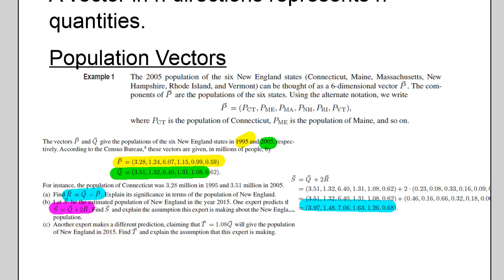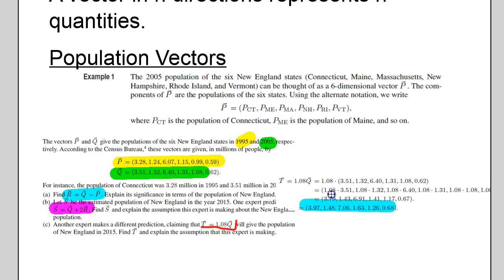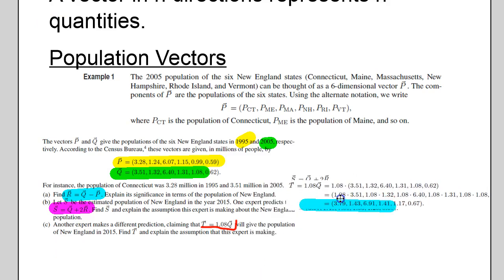And then a second situation saying that we consider that T is equal to 1.08 Q, and this is another estimation for the population in 2015. So we don't actually know it because, well, at that time, they didn't know what the population is. So to figure out this, we do the exact same thing. We use our properties of vectors, and we end up, it's right here.